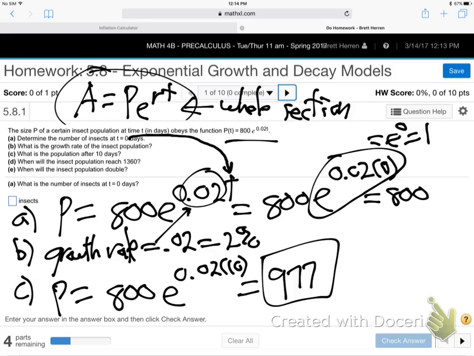They're growing. Population's growing. And then D, I'm going to have to go to a fresh page. D, when will the population reach 1360 and when will the population double is part E. So, good so far? Can I flash to a new page there? Does everybody get that 977 copied down? Okay, good. All right, on to a new page we go.